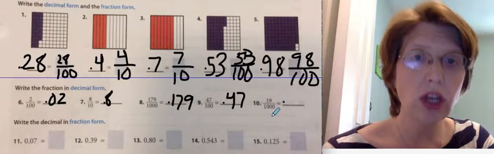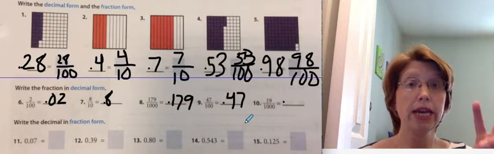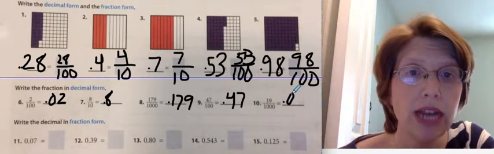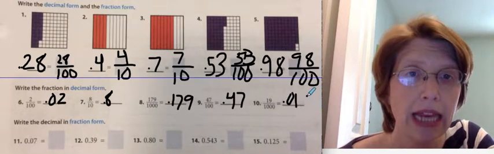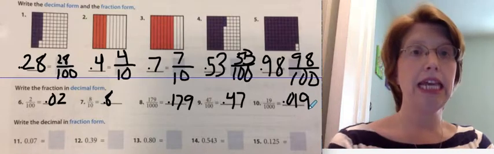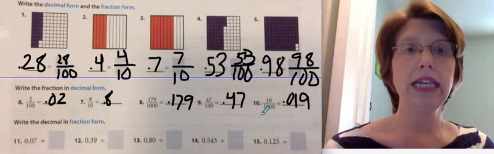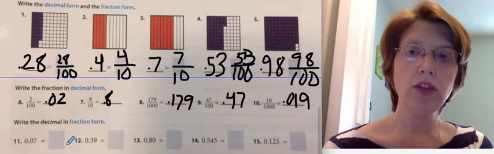I've got 2 numbers. Uh-oh, and how many zeros? 3. That means that that extra 0 comes up in front of that number. And now I have 19 thousandths so that it's in the proper place. 19 thousandths. Now we're going to go the other way.